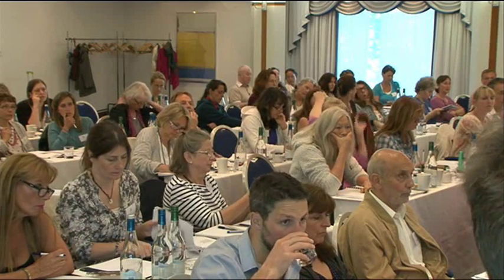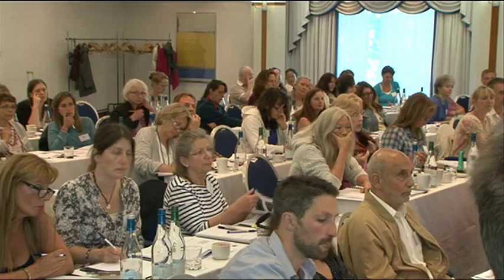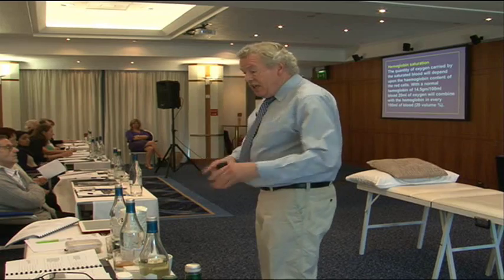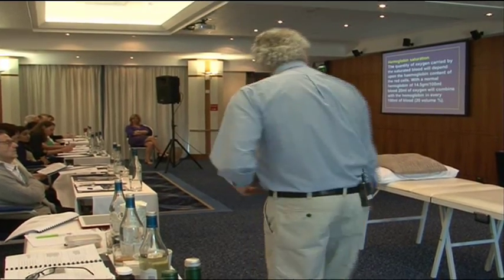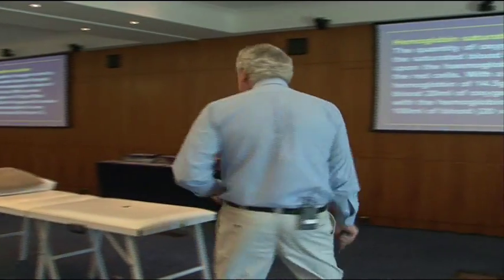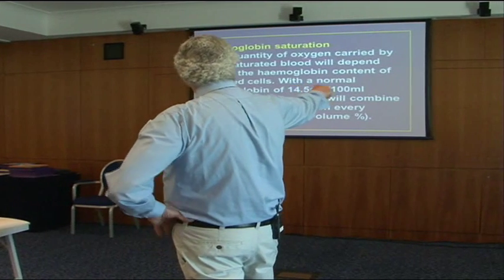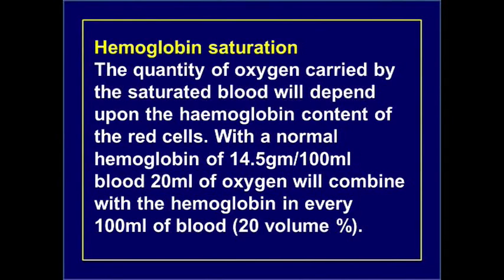Use the hemoglobin marker. If you want to know about hemoglobin, use hemoglobin. If you want to know about coenzyme Q10, use the CoQ10 marker. It's as easy as that. Those are the 3 aspects that we want to look at with hypoxia. So the hemoglobin, the quantity of oxygen carried by the saturated blood will depend upon the hemoglobin content of the red cells. I think we all know that.